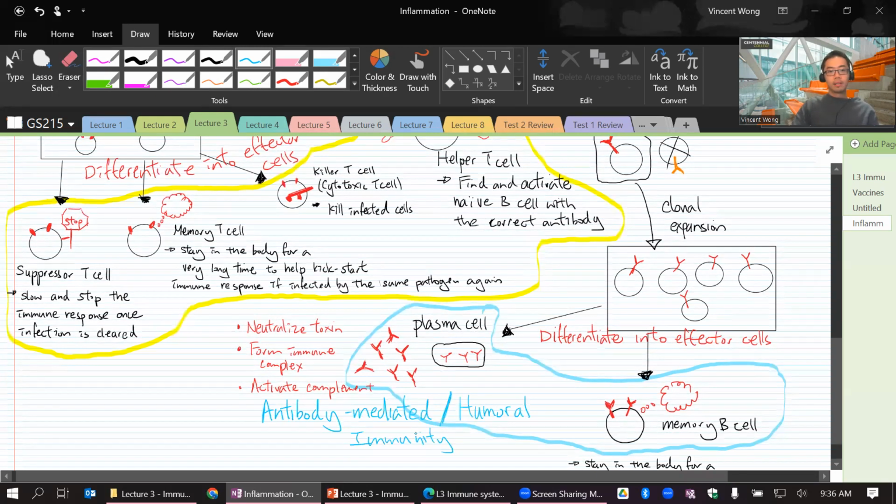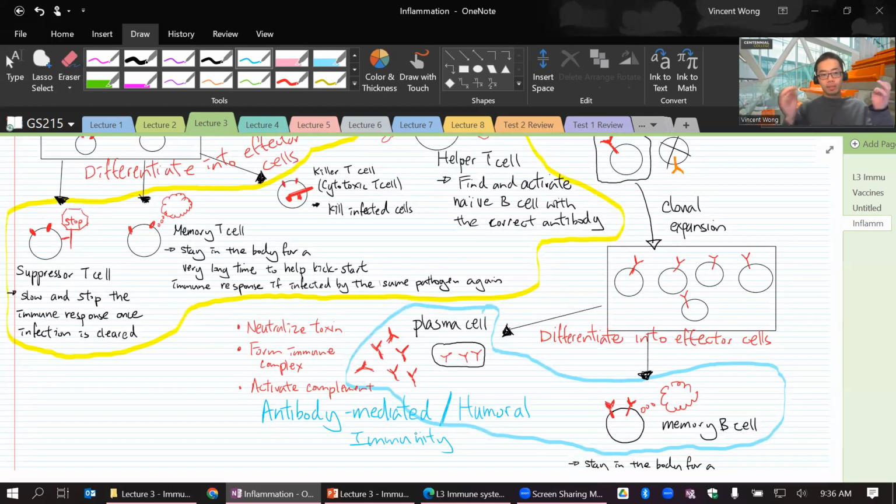Okay. So adaptive immunity has 2 main branches, right? We have the T cell department, the cell-mediated immune response, and we have the B cell department, which is the antibody-mediated immunity.